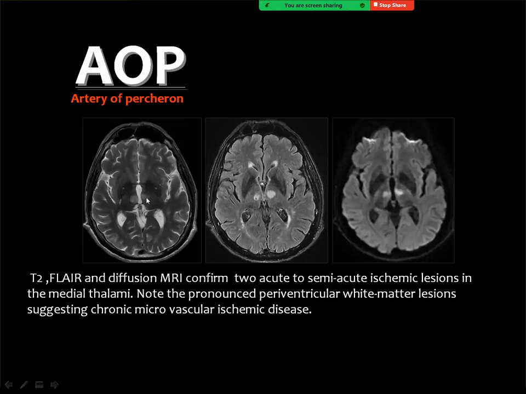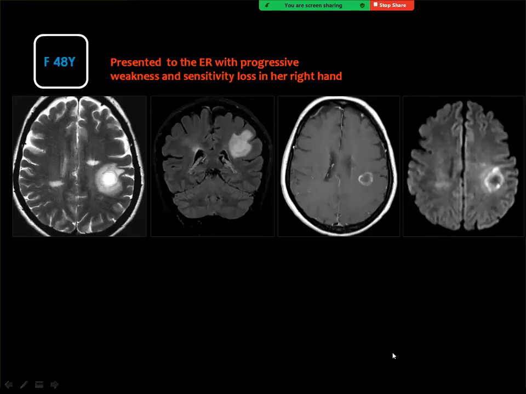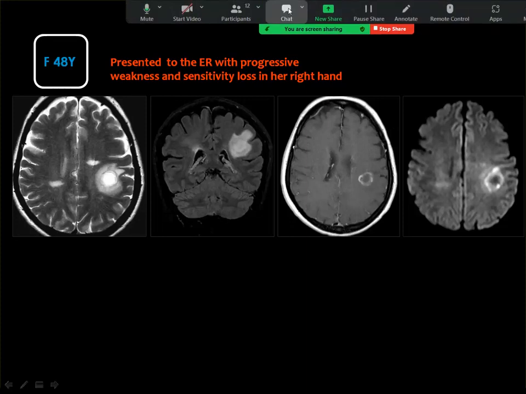In the T2 weighted images, you've got two lesions in the thalamus, bright signal in the T2, bright signal in the FLAIR, and restricted diffusion in diffusion weighted images. This patient is 48 years old, presented with progressive weakness and sensory loss in her right hand. The MRI is an axial T2, coronal FLAIR, axial T1 post contrast, and the diffusion weighted image.